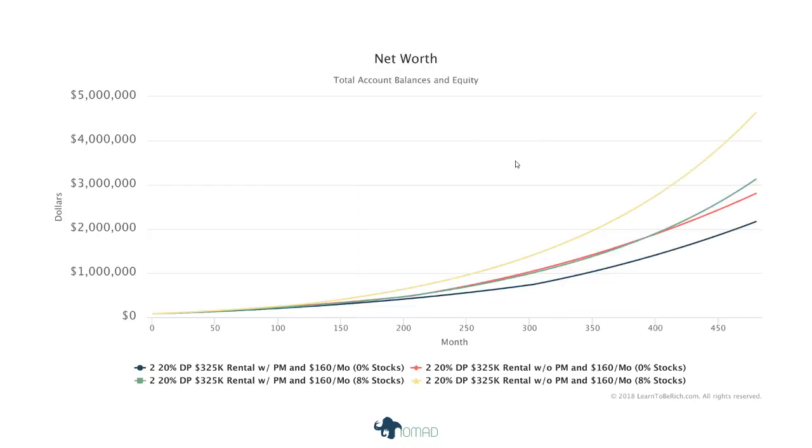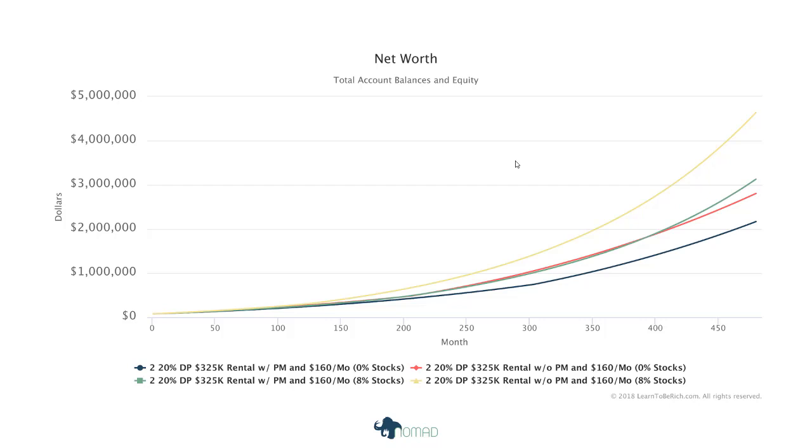Net worth. Your net worth is best with the one where you're getting 8% and not hiring a property manager. It works out to be about 4.5 million. Here it's 3 million and change, just under 3 million, and then just over 2 million for total net worth. That's basically the value of your properties minus what you owe on a loan, and then the amount you have in your bank account at that point.